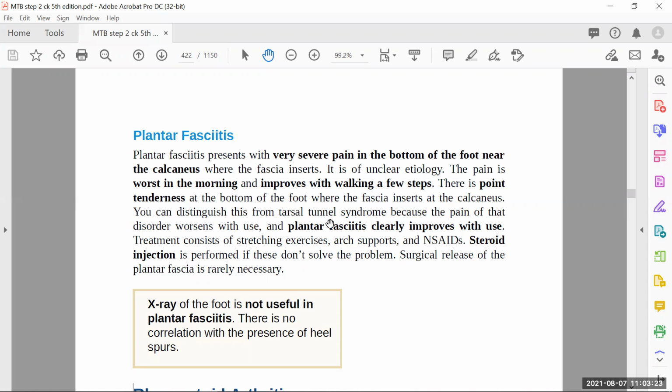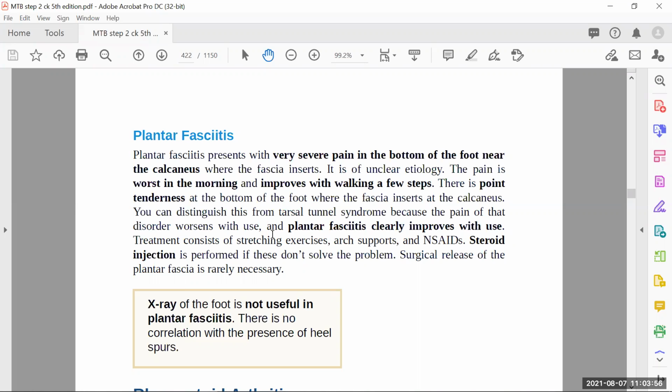You can distinguish this from tarsal tunnel syndrome because the pain of that disorder is worse with use. In tarsal tunnel syndrome, the more he uses his feet, the more pain there is. But in plantar fasciitis, just at the beginning, like in the morning, on the first step, the patient experiences pain. But once the patient takes 4-5 steps, or just roams around, he will find it better. So plantar fasciitis pain gets better as soon as the patient starts walking.